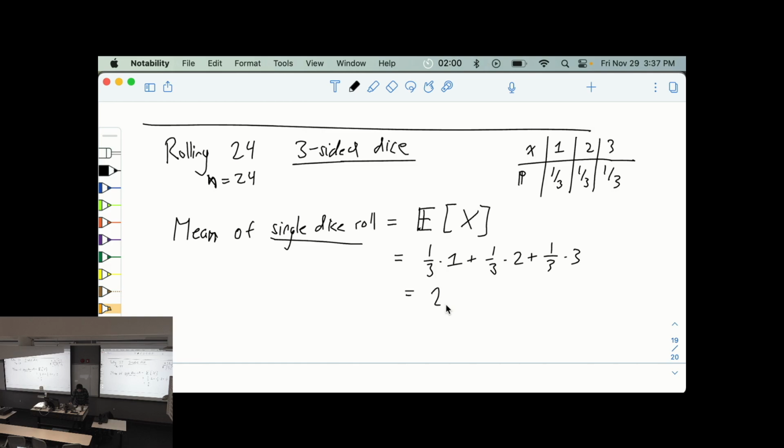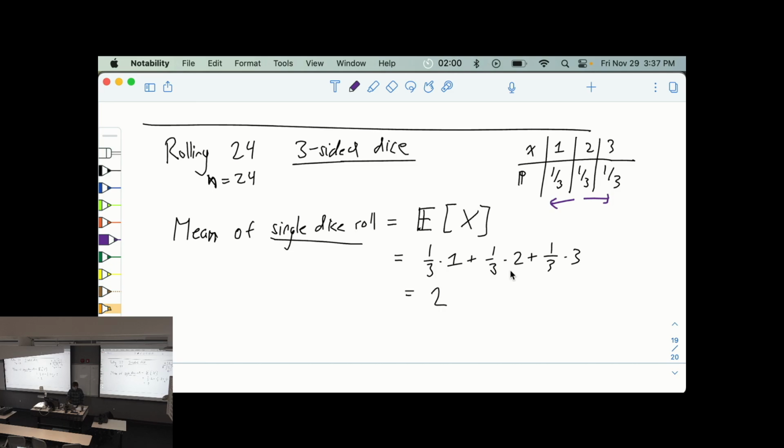You can also see that 2 is right in the middle of the distribution, right? So there's sort of an equal amount of pulling away from 2. A third of the time, it's a little bit less than 2. A third of the time, it's a little bit more than 2. On average, it's exactly 2. Okay, that was the mean. The mean, I think, is the easier one.